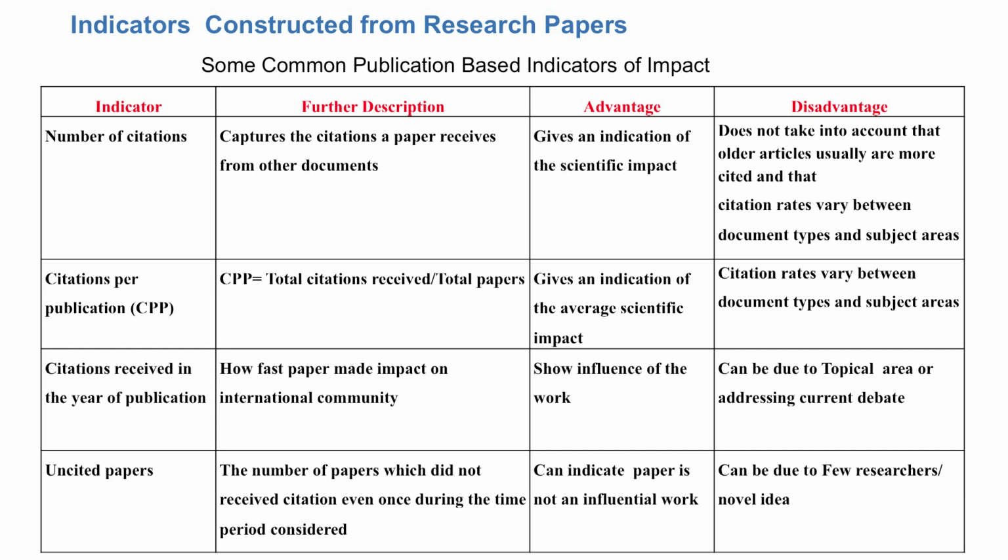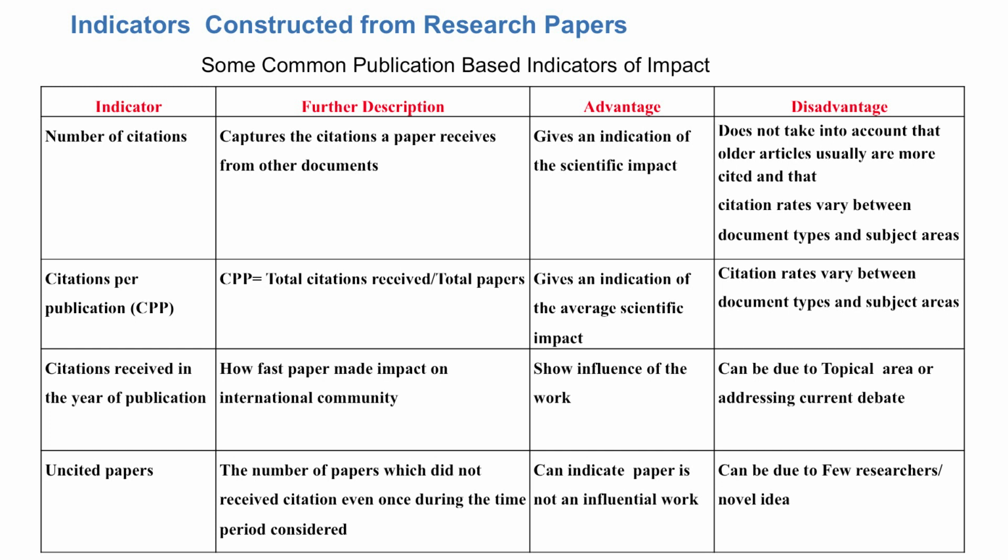The advantages are that it gives an indication, as I was already telling you, of the citation impact, gives an indication of the average scientific impact, shows the influence of the work to some extent, and can also indicate, when a paper is uncited, which papers are not really making an influence. But there are disadvantages also which one has to understand. For example, number of citations does not take into account that older articles usually are more cited, and citation rates vary between document types and subject areas.